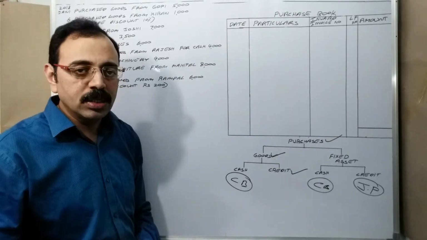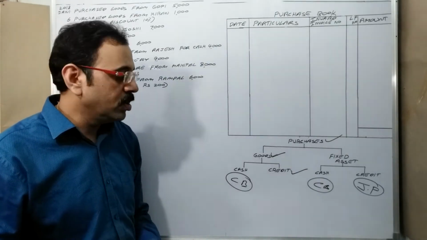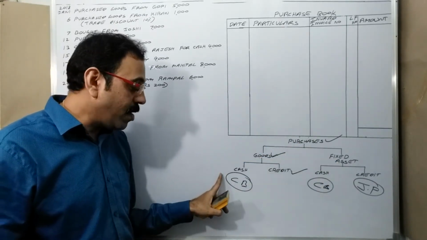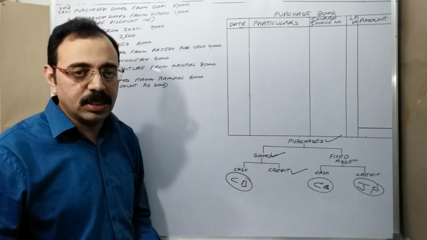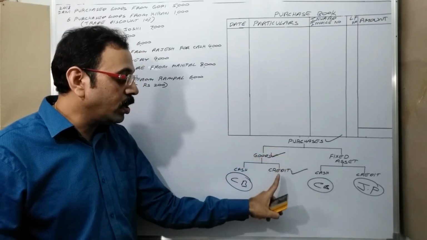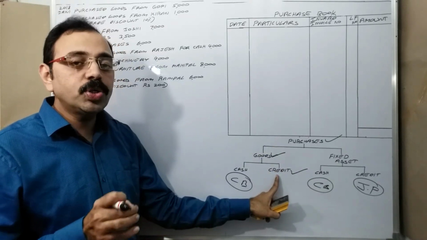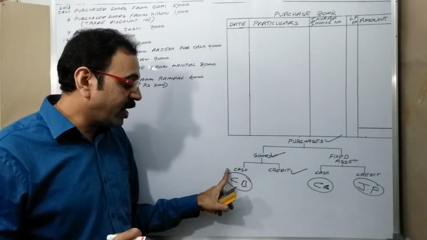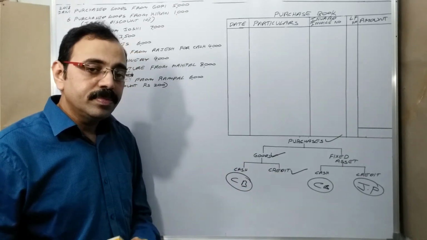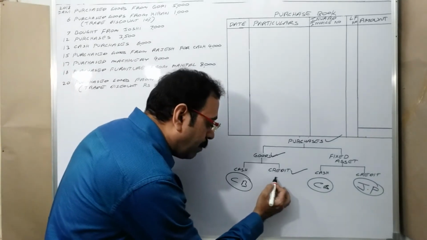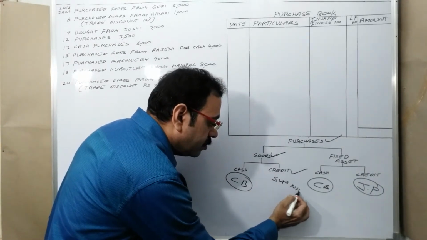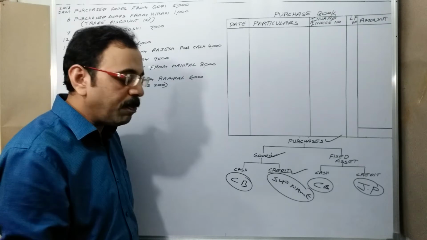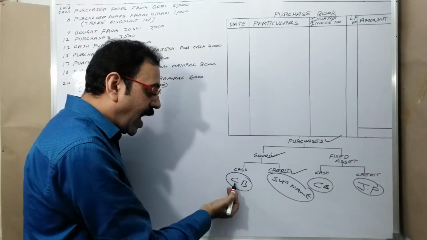Observe all these points. What are we purchasing? Goods or a fixed asset? How are we buying that, for cash or on credit basis? If goods are purchased on credit basis, then only we should consider that transaction. Then how to know whether goods are purchased for cash or credit? If any supplier's name is given, then that is a credit transaction. If the supplier's name is not given, it is a cash transaction.